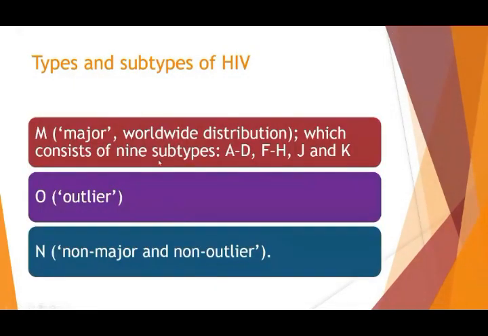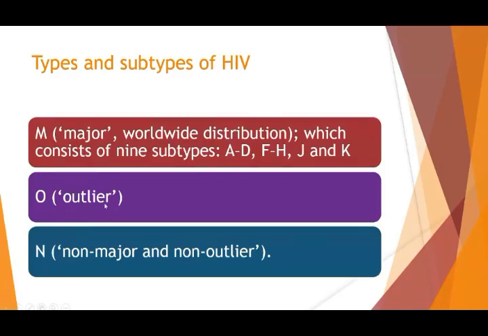Okay. What are the subtypes of HIV-1? HIV-1, human immunodeficiency virus type 1, has subtypes: M-type, O-type, and N-type. The M type is the major type, which has a worldwide distribution, and it has nine subtypes: A through D, F through H, and J and K. The O is the outlier type, and the N is non-major, non-outlier, between the two.